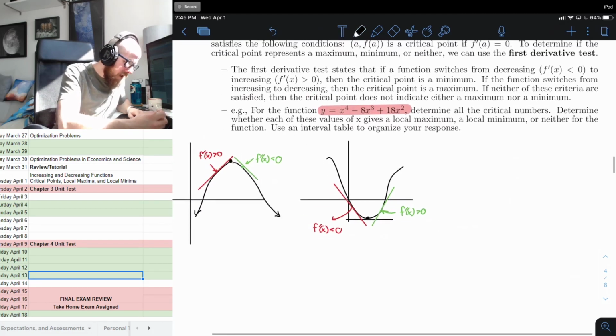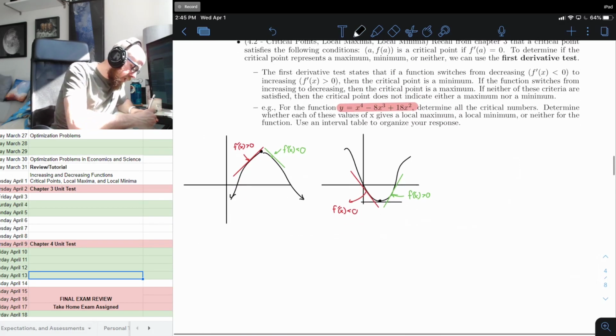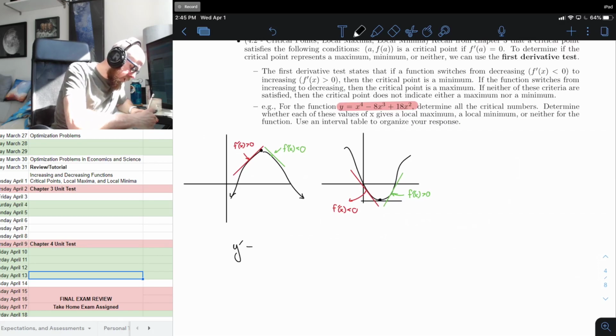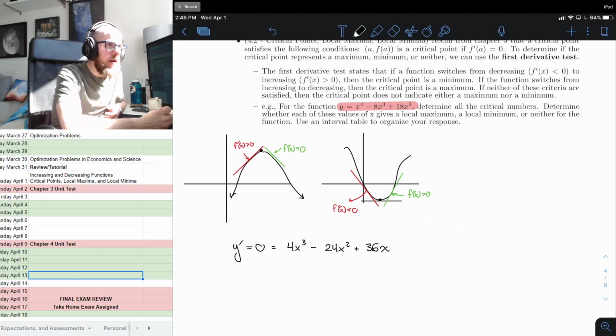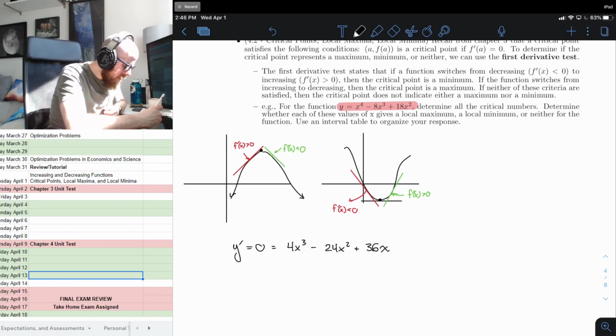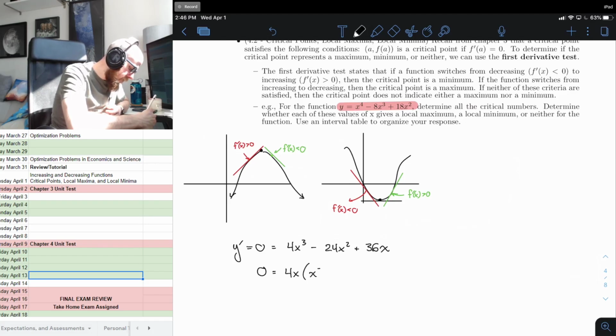Again, first step, I have to figure out the critical numbers. So I'm going to take the derivative and set it equal to 0. I have 4x cubed minus 24x squared plus 36x. I can factor out a 4 and an x from each of these terms. So 4x times x squared minus 6x plus 9.